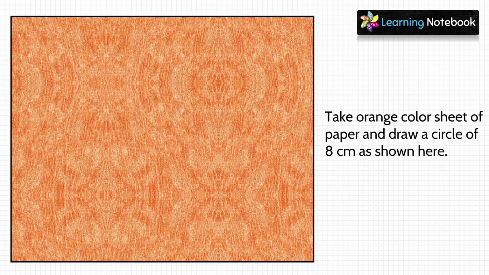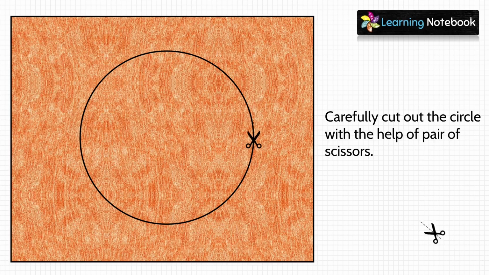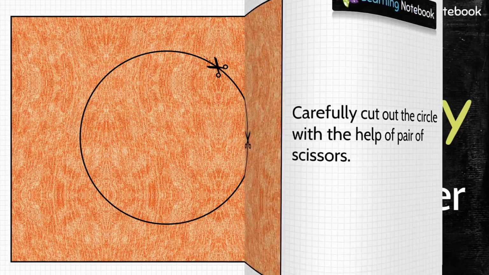Next, take an orange colored sheet and draw a circle of 8 cm on it. Then carefully cut out this circle using a pair of scissors.